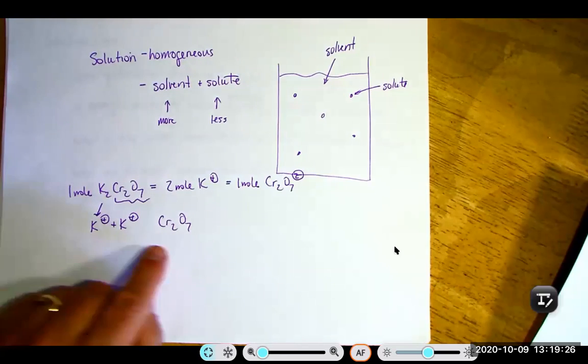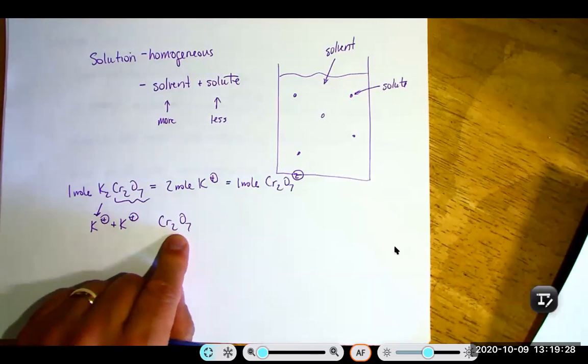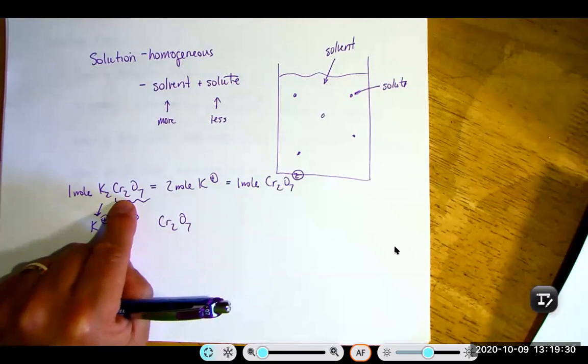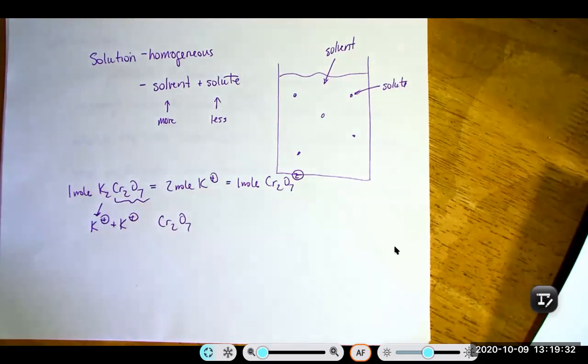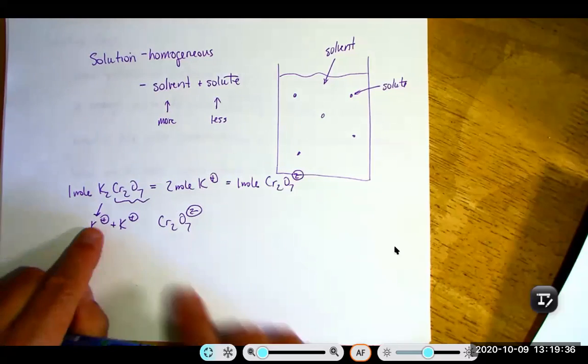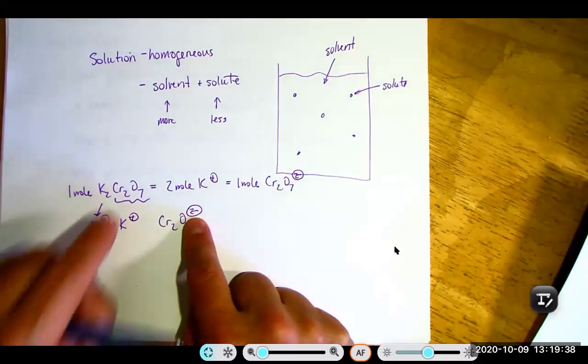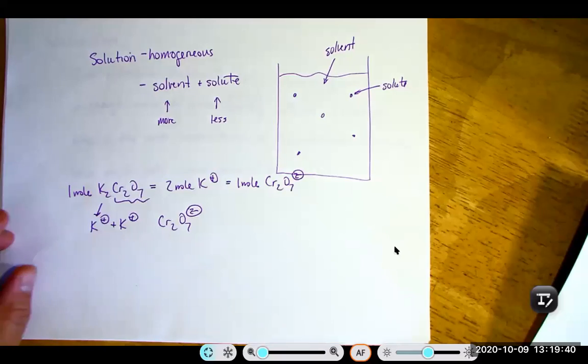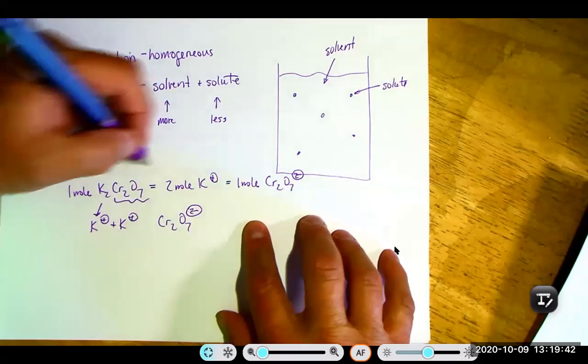How do I know there's only one of them? The answer is because there would be parentheses around this if there were more than one. And how do I know the charge is -2? Because all these charges have to add up to 0 for a neutral formula. Okay, so here are the ratios.